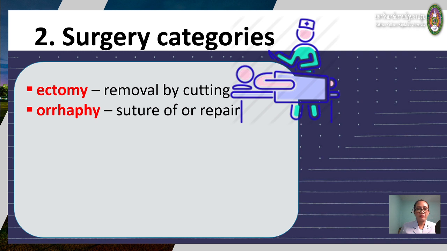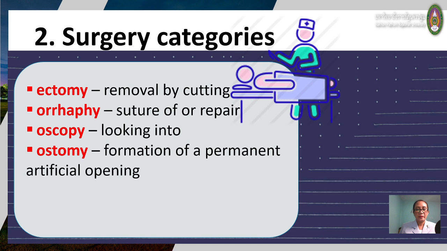We also have oraphy. Oraphy is the suture or repair of, let's say, reproductive problems of women. And oscopy. Oscopy, the procedure is done by looking inside an organ to see if there is a problem. Ostomy, this is the formation of a permanent artificial opening. So the surgeon will perform an operation, which is the opening of a certain organ or part of the body.